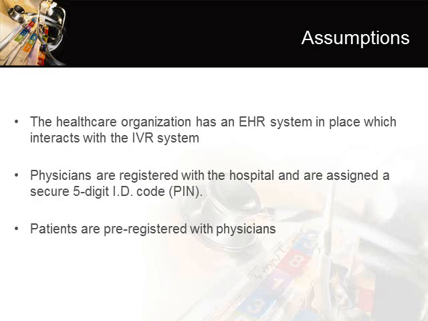This proposal requires a few assumptions to be made. First, the healthcare organization has an EHR system in place. Second, physicians are registered into the EHR system and are assigned a unique 5-digit personal identification number, or PIN. Third, each physician's active patients are identified and linked back to the physician, granting the physician ordering privileges for their patients.